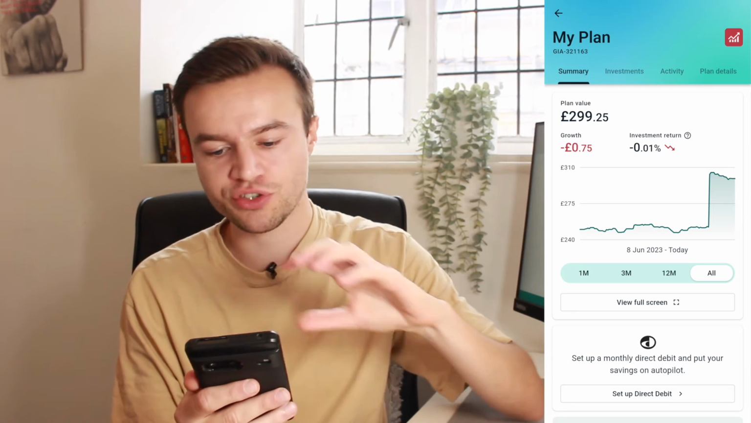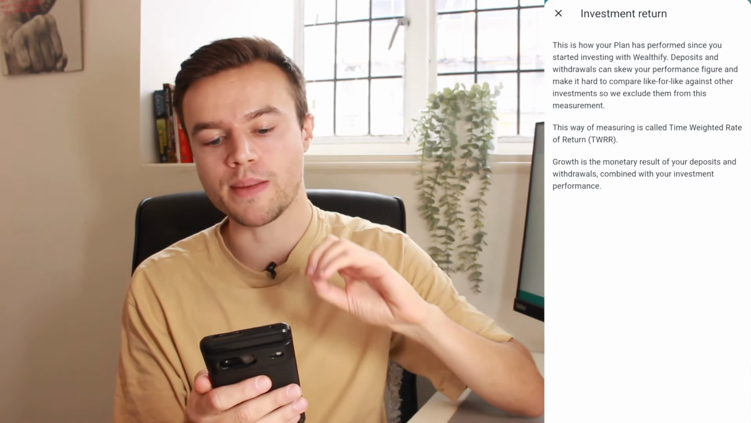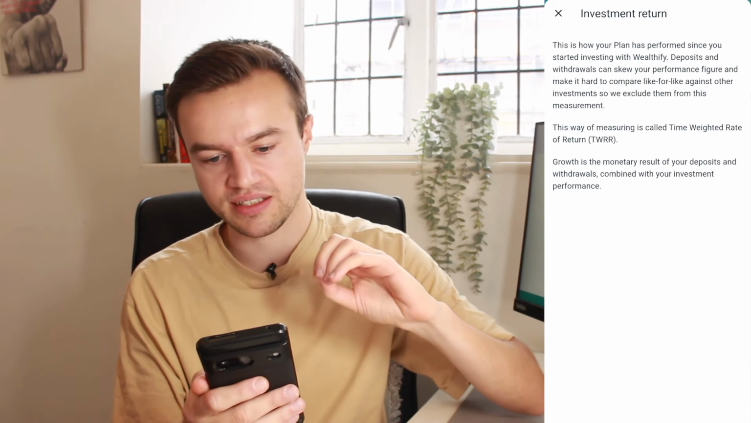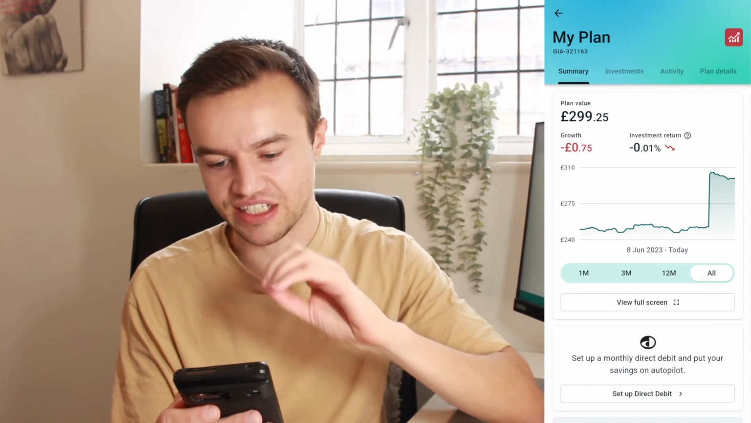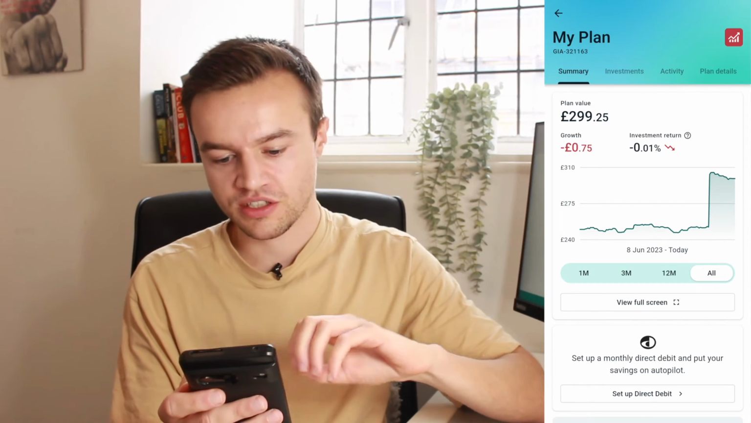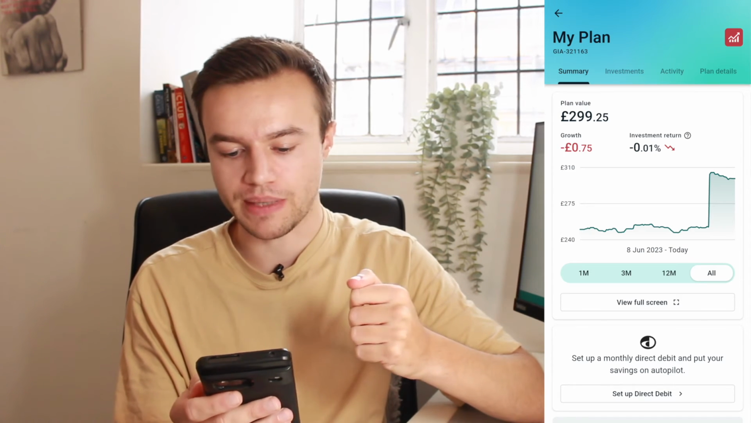And the reason these two figures don't match up completely is because for investment return, Wealthify use something called time weighted rate of return. And this means that the growth in pound terms won't directly correlate with the percentage on the right there for investment returns. So don't be concerned if you think that percentage is wrong. They use a different calculation for that than you would expect. So overall, on this dashboard, I get all the high level information I need about my plan.